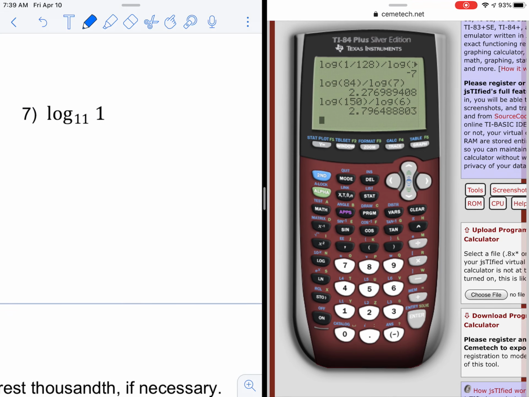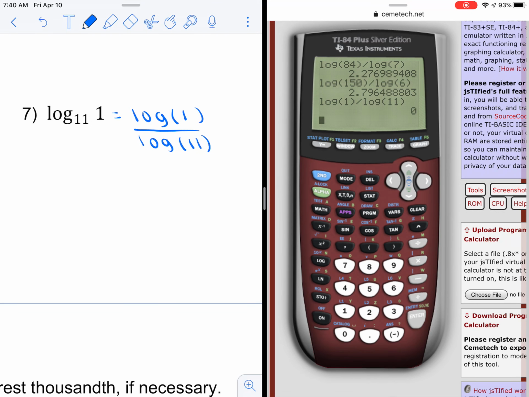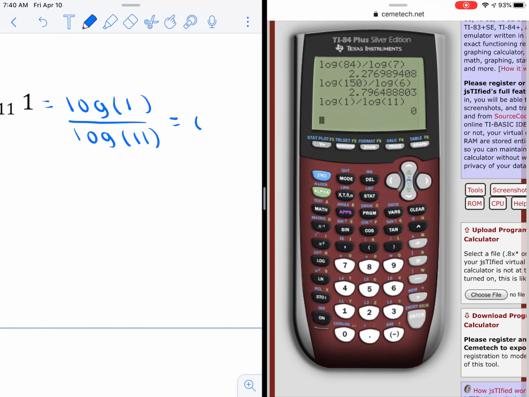So with this, I know 11 to some power equaling 1, it has to be 0. But just to confirm it in our calculator, we get log 1 divided by log 11, and you will get that answer of 0.